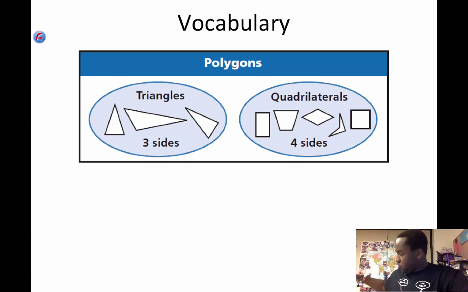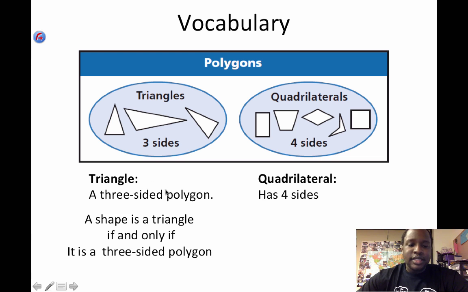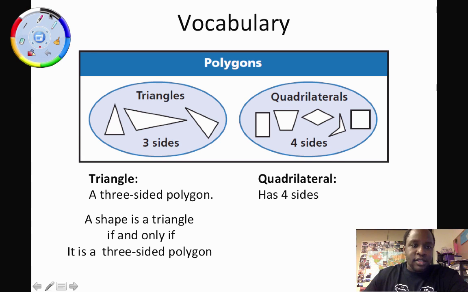So here we have two, I lost my pen. There we go. We have two shapes. The triangle is going to have a good definition, and quadrilateral is going to have not such a good one. The reason why triangle is a good definition is that it's specific and a triangle and a three-sided polygon are literally the same thing. And so the way that we can write the biconditional statement is a shape is a triangle if and only if it is a three-sided polygon. So it's hypothesis, if and only if conclusion.